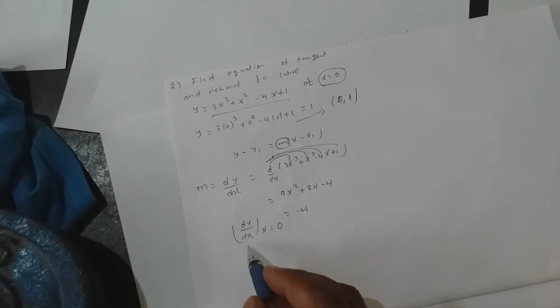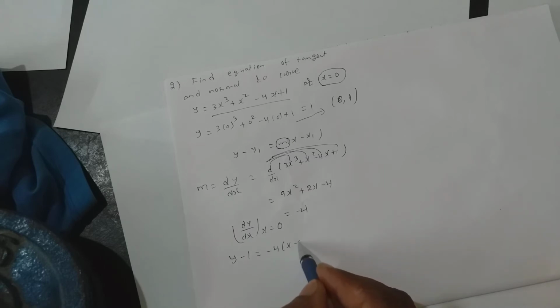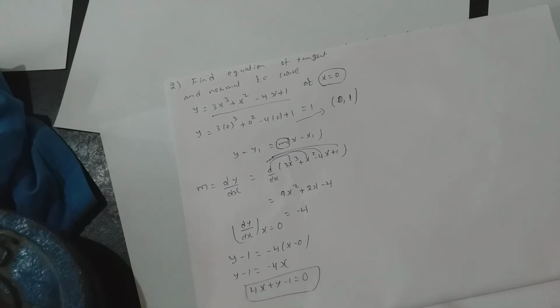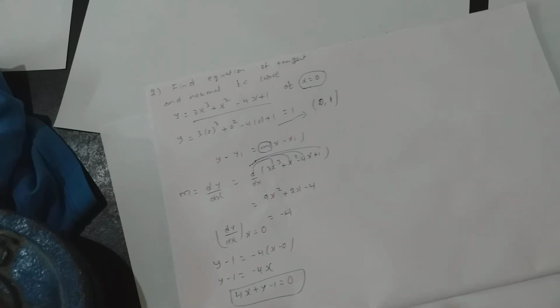So my equation of tangent now is y minus 1 equal to minus 4 times of x minus 0. So y minus 1 equal to minus 4x, or 4x plus y minus 1 equal to 0 is equation of tangent. Is it clear? Now how do I get equation for normal?